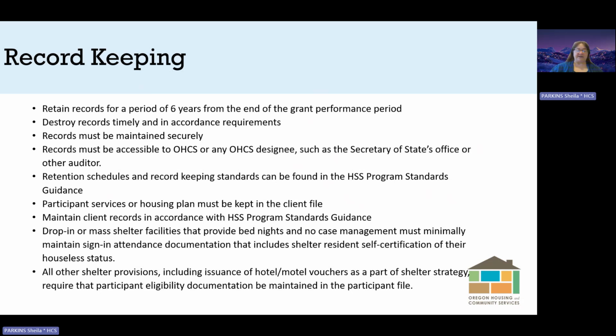Drop-in or mass shelter facilities that provide bed nights and no case management must minimally maintain sign-in attendance documentation that includes shelter resident self-certification of their houseless status. All other shelter provisions, including issuance of a hotel-motel voucher as part of a shelter strategy, require that participant eligibility documentation be maintained in the participant file.